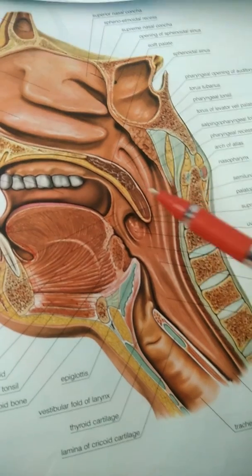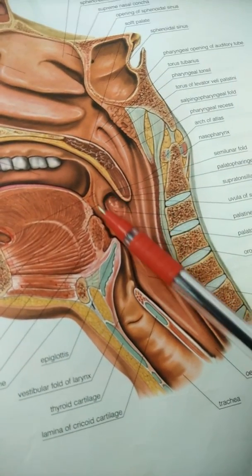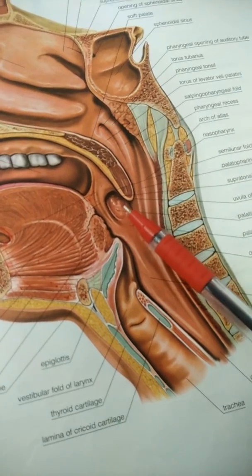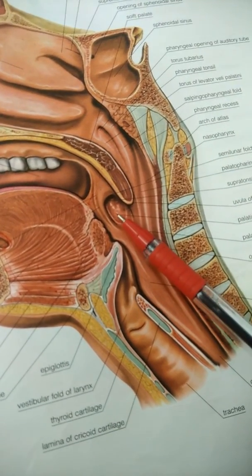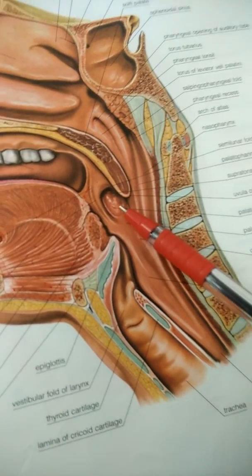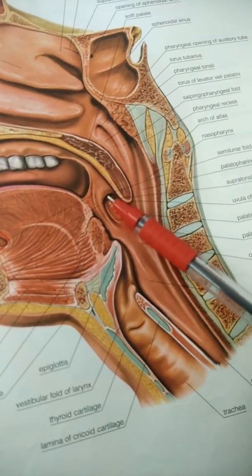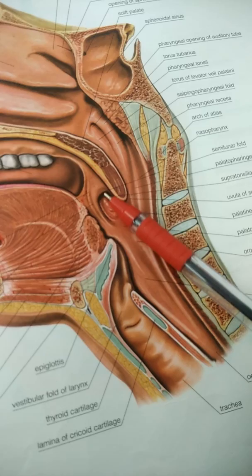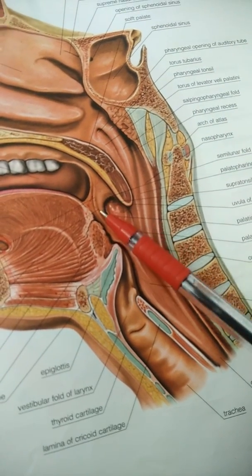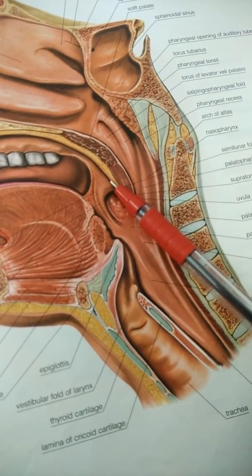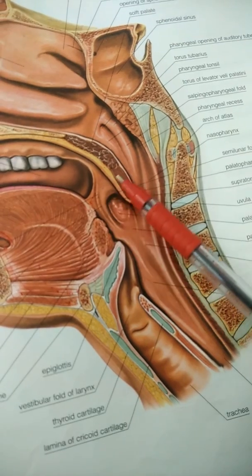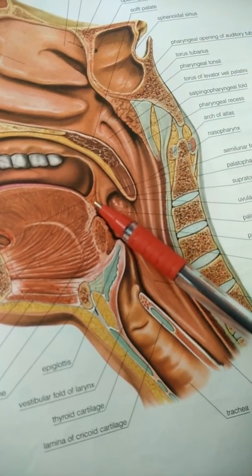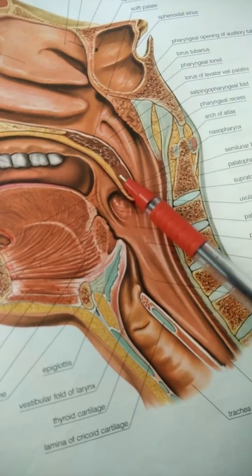Coming to the features of the oropharynx, the lateral wall of the oropharynx has only one feature, that is the palatine tonsil. This palatine tonsil is seen inside a fossa known as the tonsillar fossa. This is an almond shaped fossa. Anterior to the fossa we can see a mucosal fold which connects the palate to the tongue, and this is known as the palatoglossal fold.